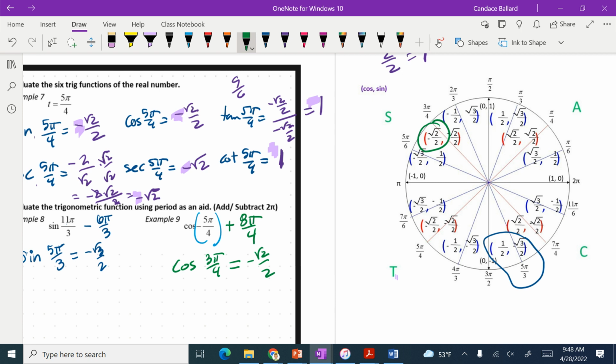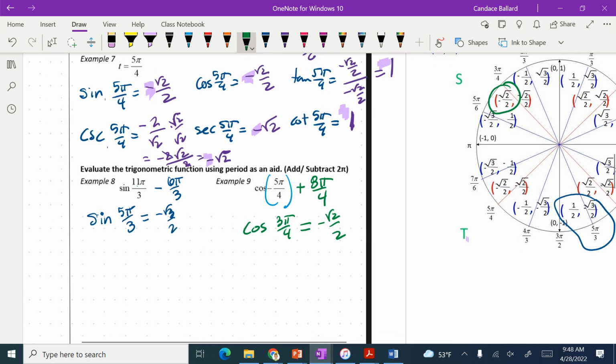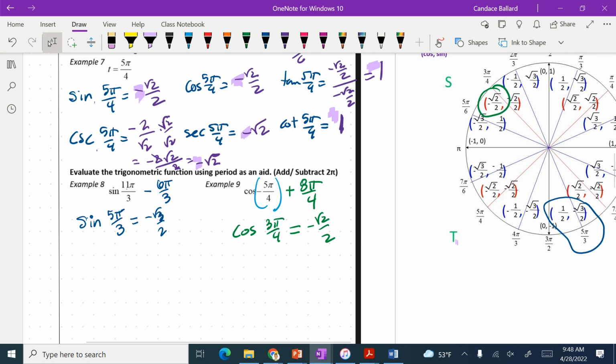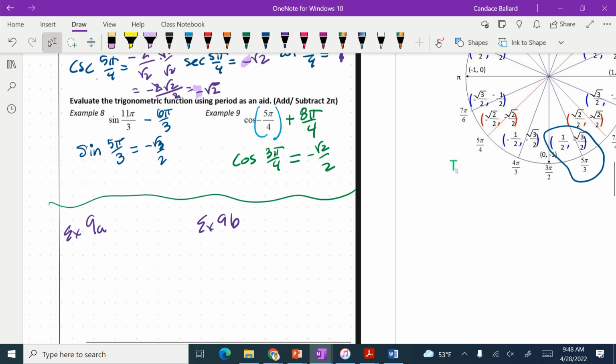Everybody good? We're going to add a couple that aren't on there because I want to make sure you're good on the quadrant angles because that's going to come up on the homework. So we're going to add a few more. We'll just call it example 9A and example 9B. We're going to do 4 of them. Example 9C, example 9D.